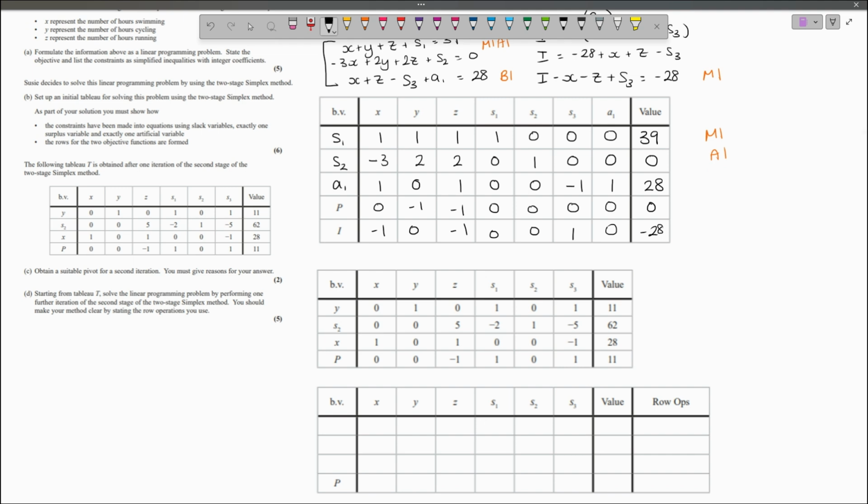So the only negative in the objective row is the -1. So a pivot is from the Z column. So our pivot column is Z. So only negative in objective row is from the Z column, which implies that the Z column is the pivot column.